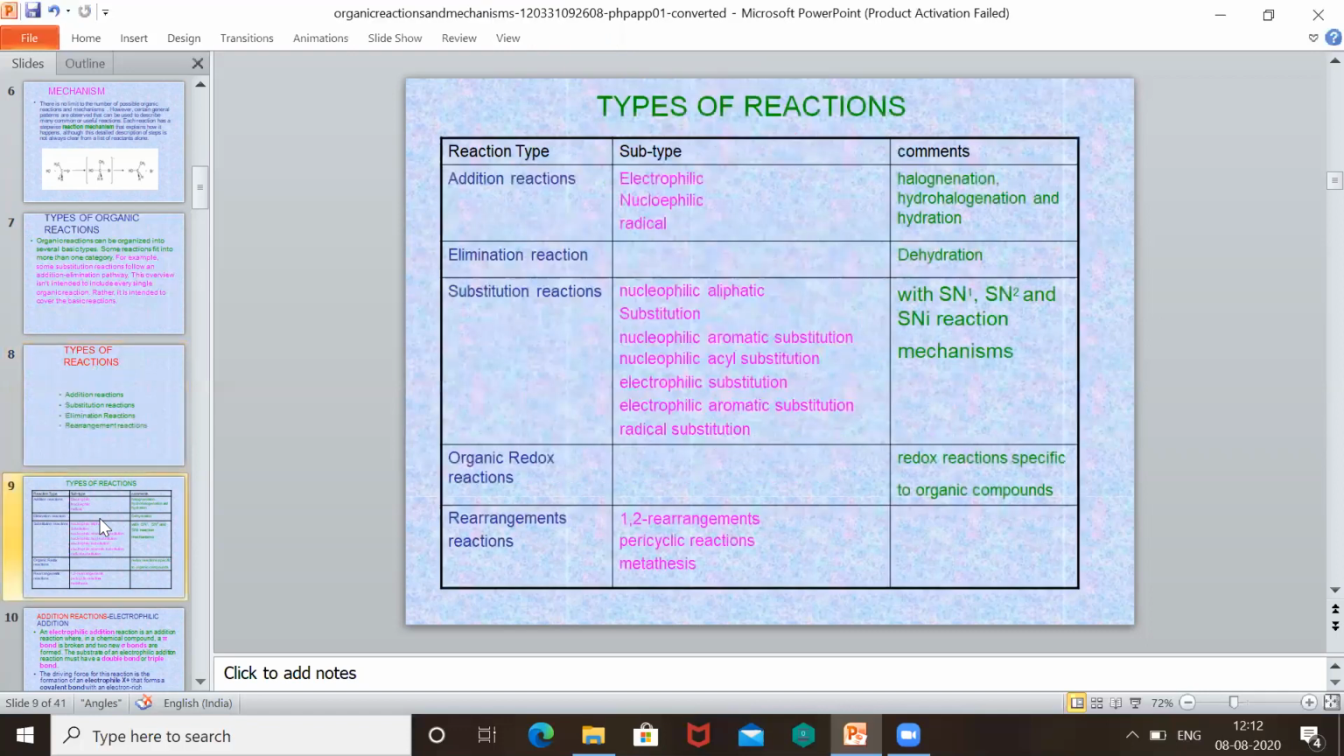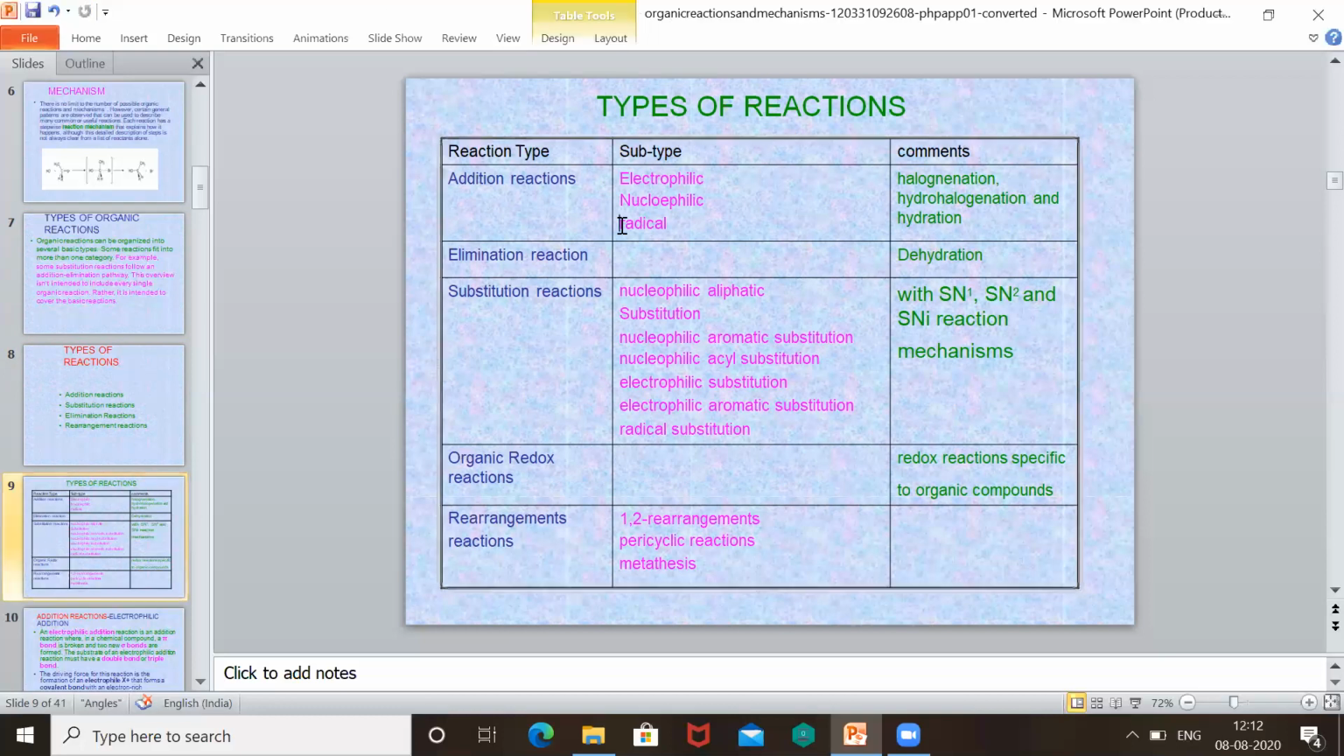So let us see in detail. Based on the reagent, these broad reactions can be classified like this. If you see the complete table, you can understand at least some of the mechanism and the type of reaction. Addition reactions can be electrophilic, nucleophilic, or free radical. Electrophilic addition reaction, nucleophilic addition reaction, free radical addition reaction. There are some examples for it.